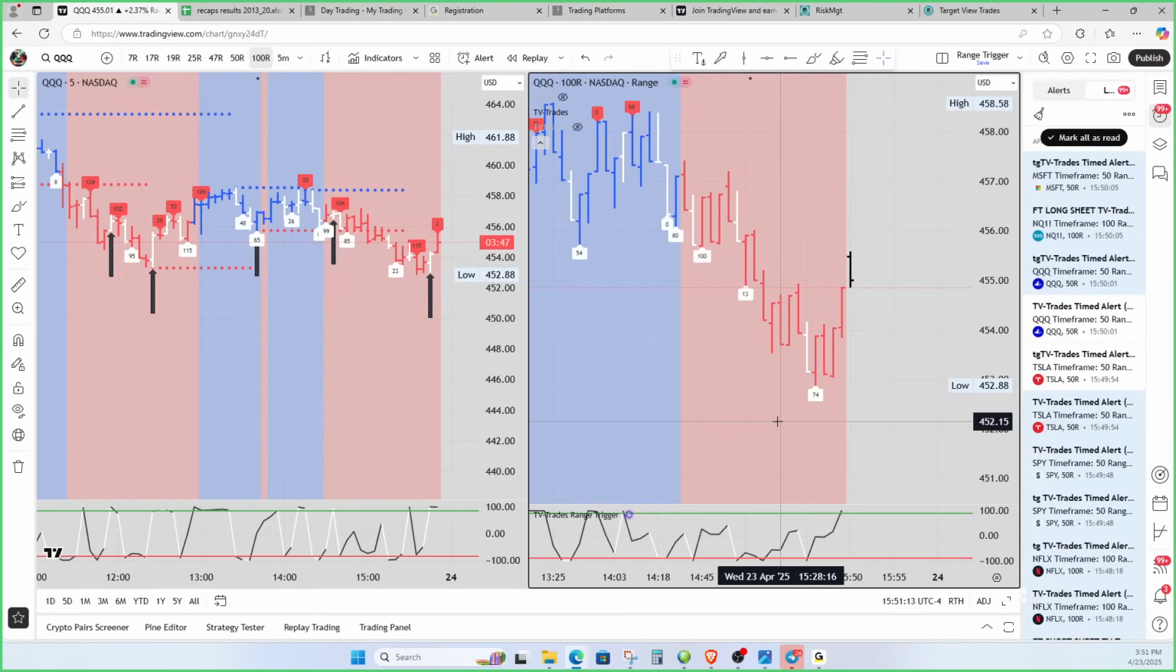You can limit yourself in time. You can limit yourself in the number of trades. You can limit yourself in dollars. You can limit yourself in the number of stop outs. All right, but those are all decisions you have to make.